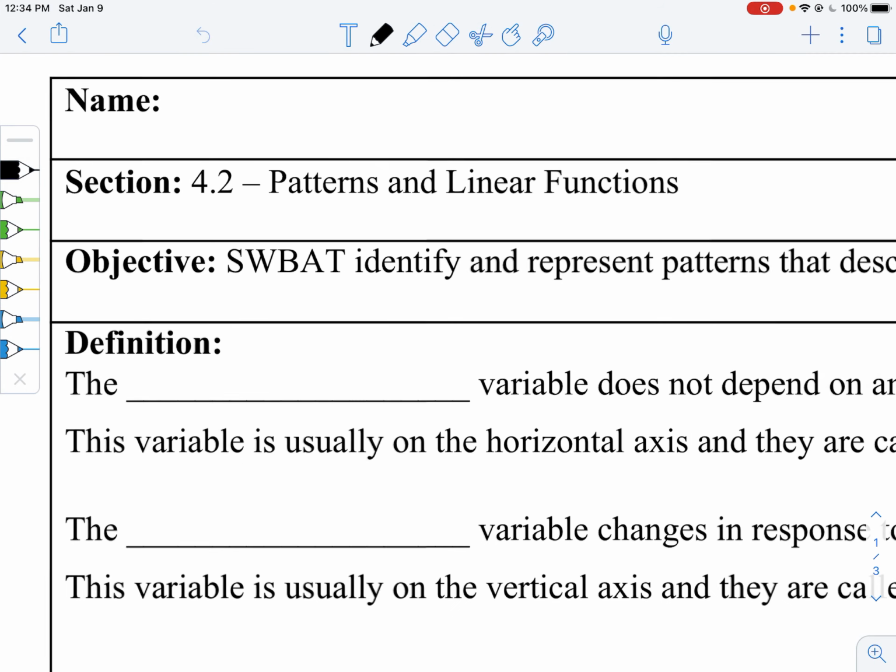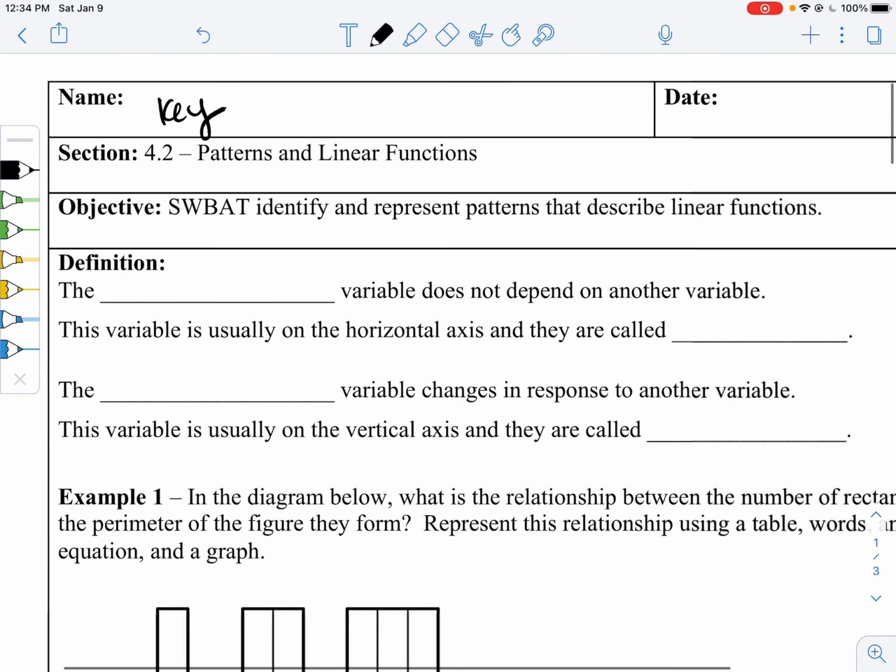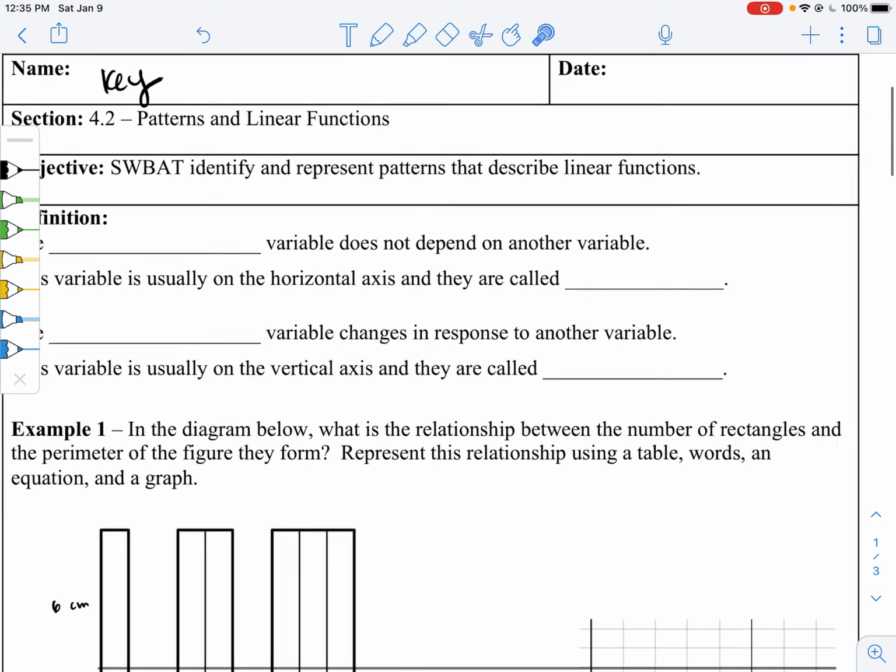Hey guys, welcome to your 4.2 notes on patterns and linear functions. By the end of the day, you'll be able to identify and represent patterns that describe linear functions. Let's get started with some definitions.